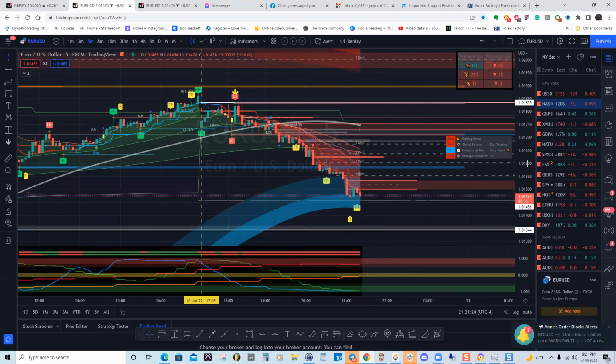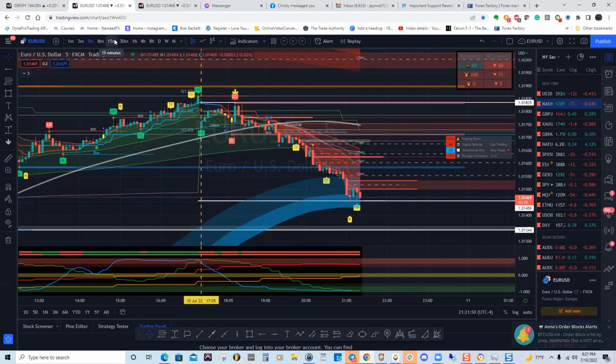let's see, doing nothing. Let's say if it breaks this little line here, then my thing is it might go down to 1344. That's got to be the next clear destination for this. But man, this is going to reverse hard.